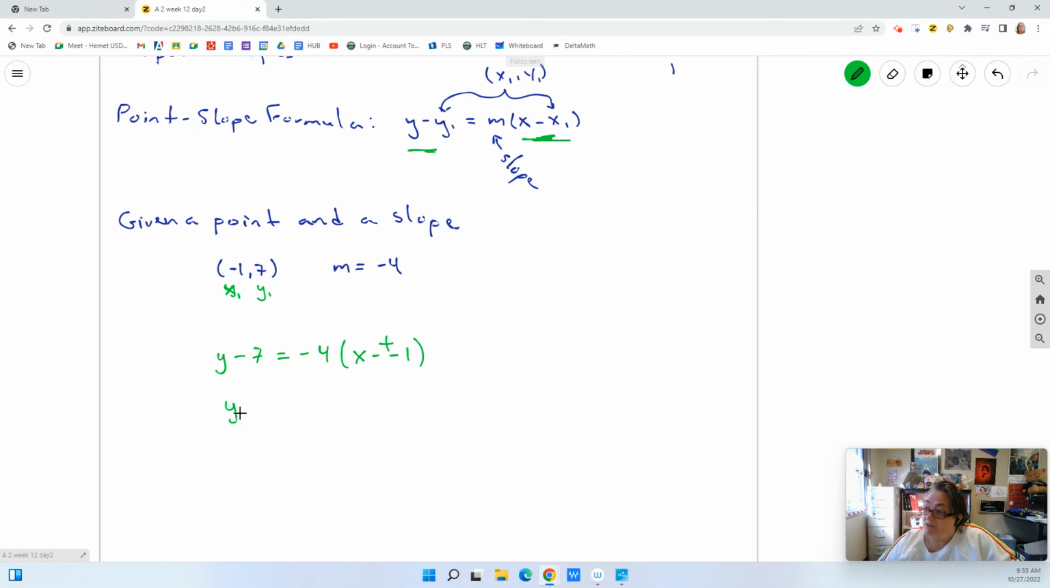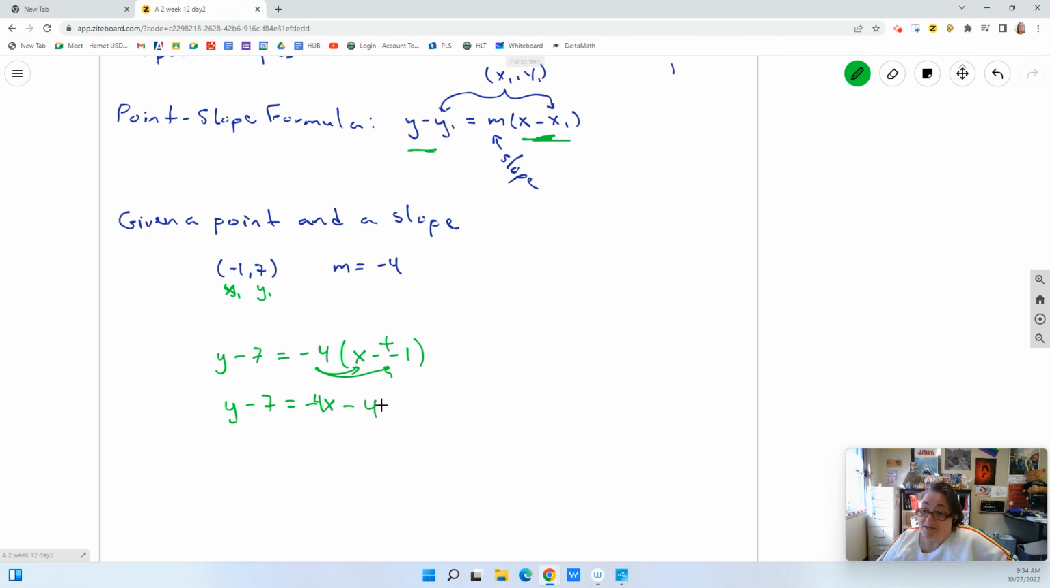And now all I have to do is solve this out. So I have minus 7 equals, well, negative 4 times x is negative x. Negative 4 times plus 1 is negative 4. And I'm almost there, right? I'm almost in that y equals mx plus b form. Look, I forgot to write the 4 here. Nobody told me.